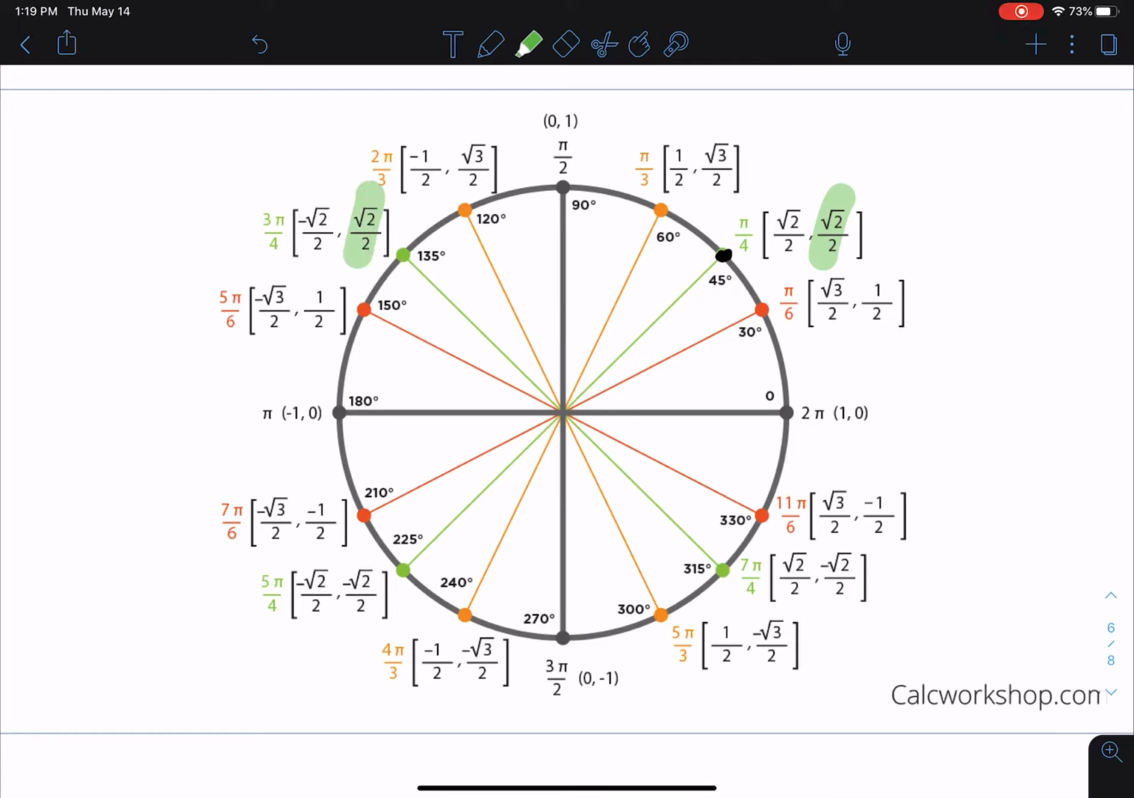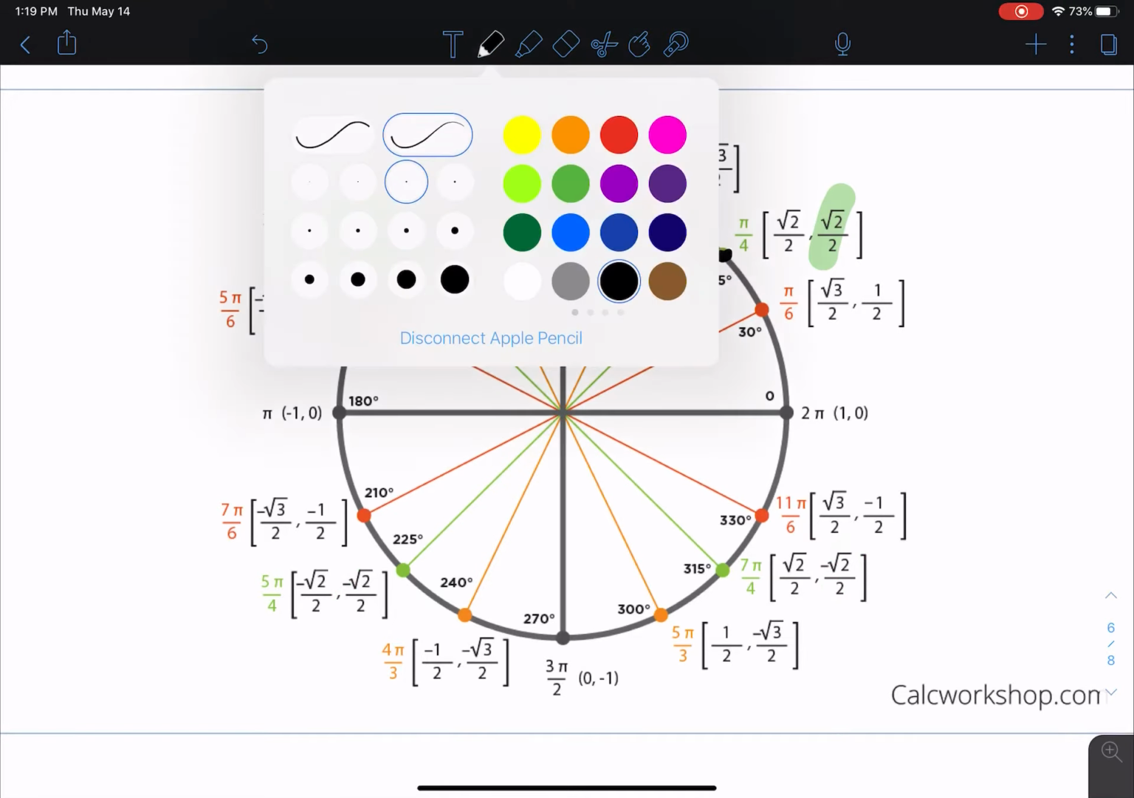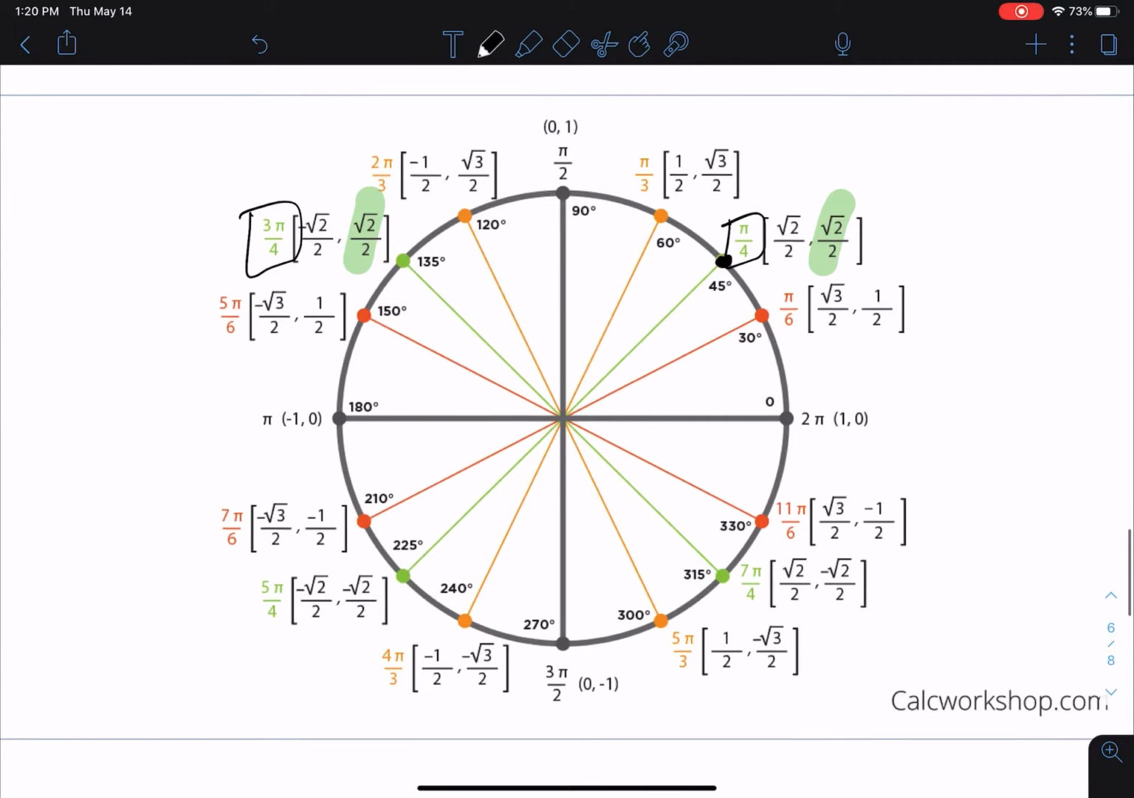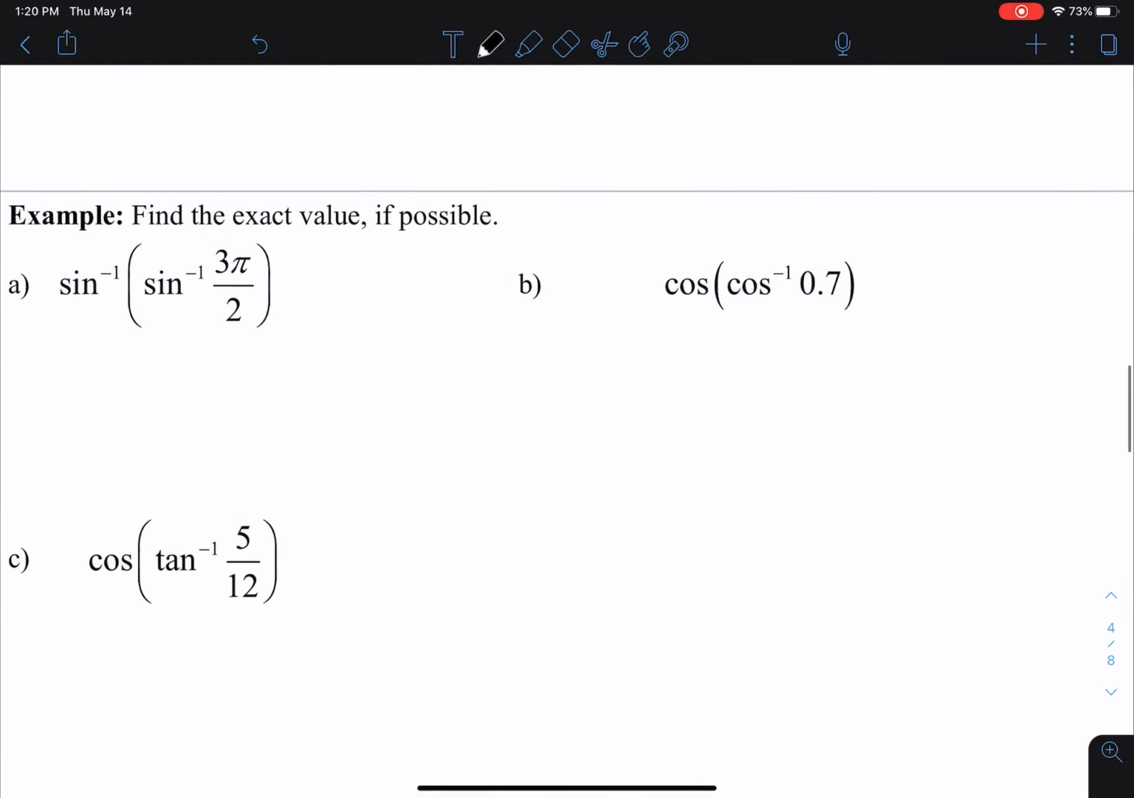And that's about it, because these guys are negative here. These guys have negative square root 2 over 2. So we don't want those guys. Okay, so what's the answer? Which one's the answer? Is it both? Is it pi over 4 and 3 pi over 4? Is it one of them? Is it neither of them? What's the deal here? Well, let me give you a little cheat sheet here.